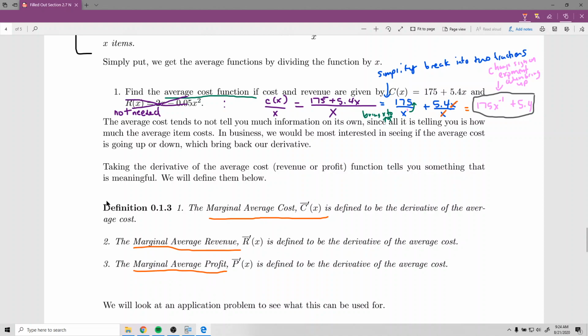One thing that's really important, since you have both words here, it's easy to ask the question, should we do the derivative first and then do the average, or do we do the average first and then do the derivative? But like I mentioned above, we want to do the derivative of the average because that's what's important. So we do the average first, then do the derivative to find the marginal average functions.